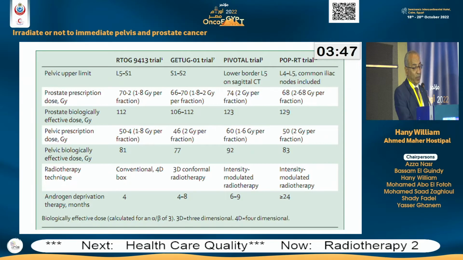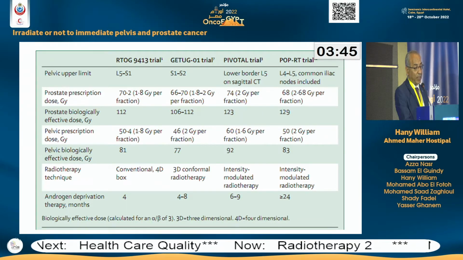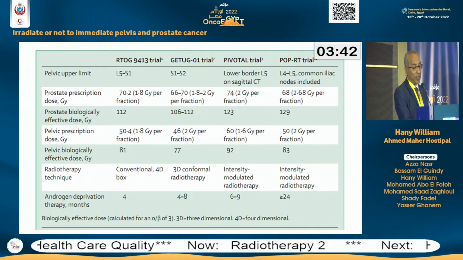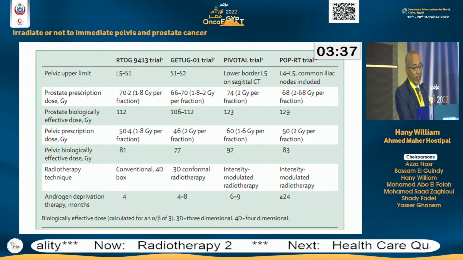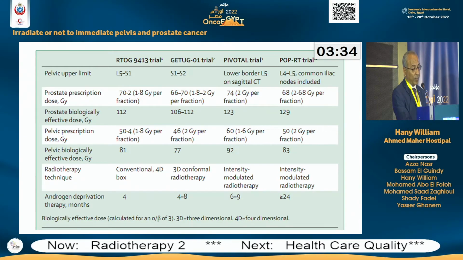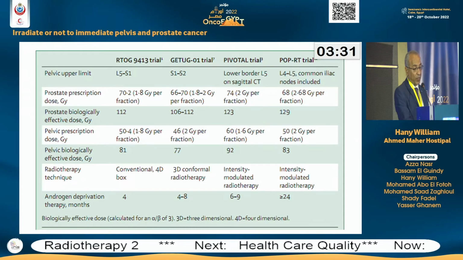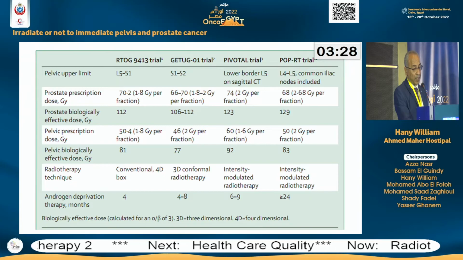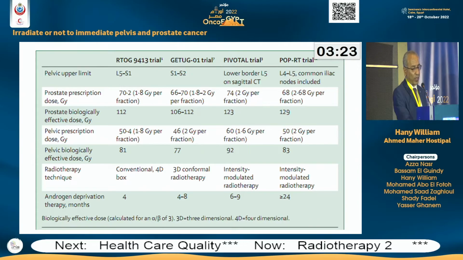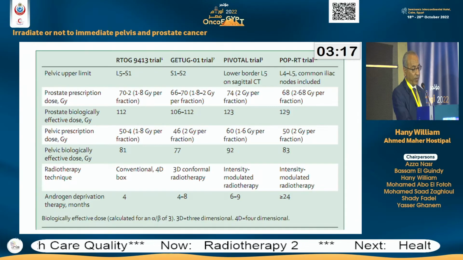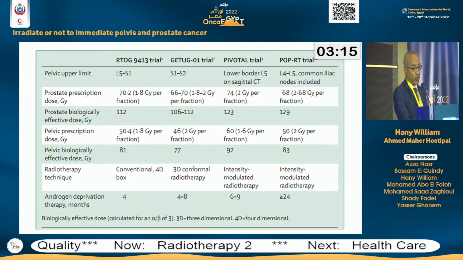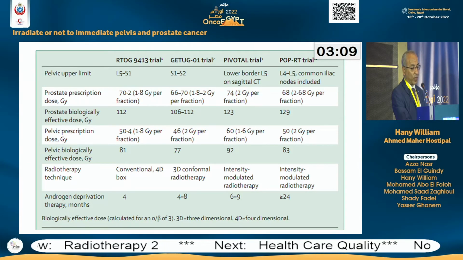The comparison between the four trials: the pelvic upper limit in RTOG 94-13 was L5-S1, in the GETUG trial S1 and 2, in the POP-RT trial L5, and in the BOB-RT trial L4-5, common iliac included. The dose to the prostate was 70 conventional in RTOG, 66 to 70 in GETUG, with a prostate biological effective dose of 106. In the BOB trial, 60 hypofractionation, 2.6 per fraction, hormonal therapy was 24 months, and intensity modulated radiation was used.